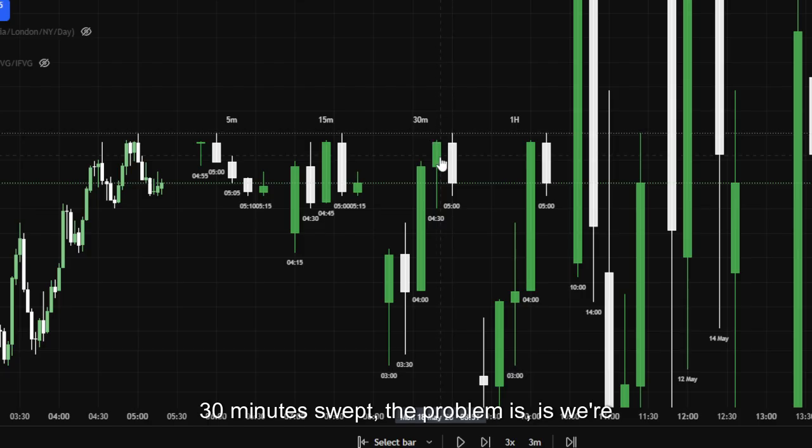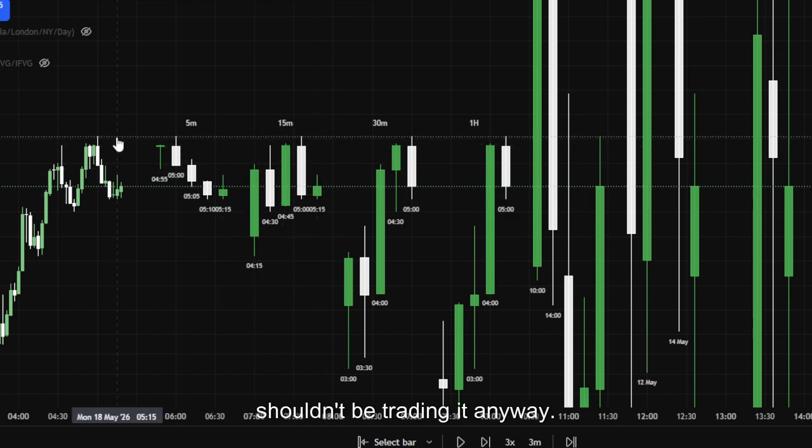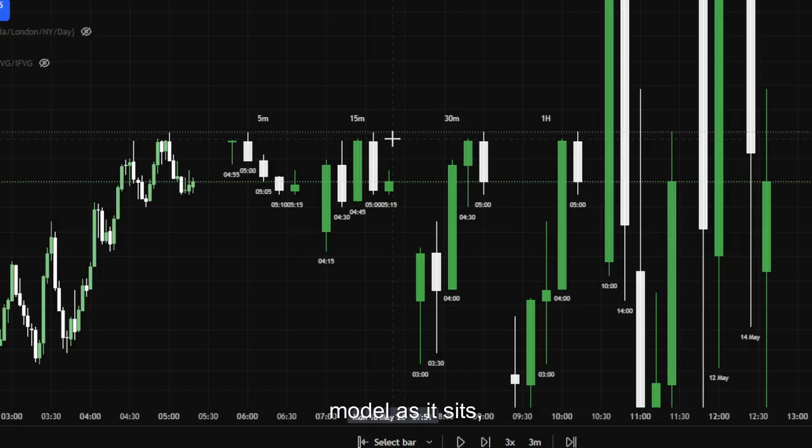But 30 minutes swept. The problem is we're still in this candle. It's 5:18, so we would need to wait until 5:30 before we would use this as a potential sweep. You could use the 15. Again, this is just consolidation, so you shouldn't be trading it anyway. But just mechanically looking at the model as it sits, you want to wait for the close in the next candle. So we'll wait until 5:30.